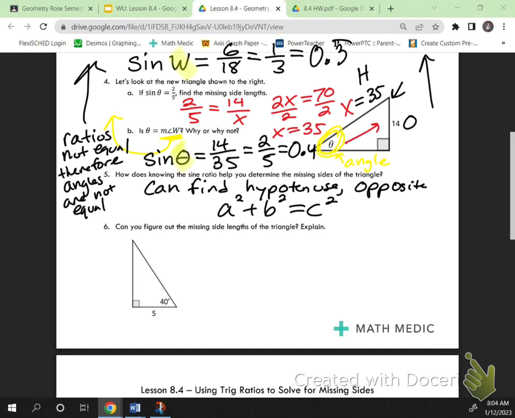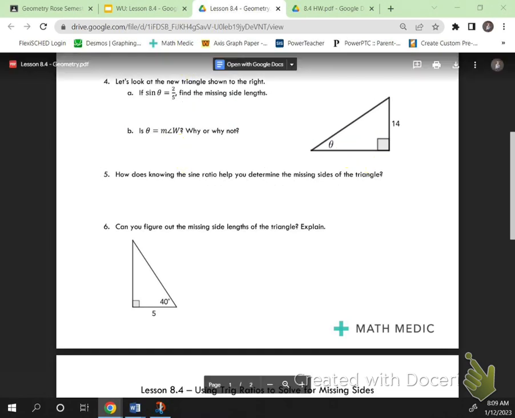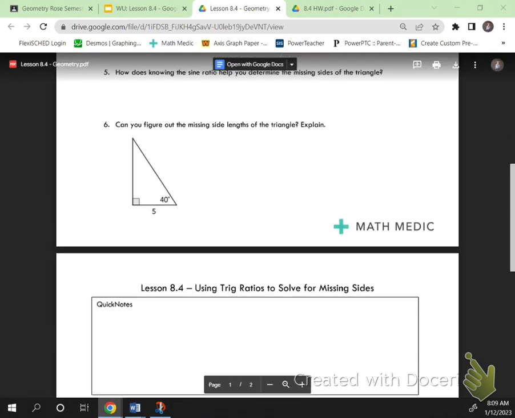Okay, number 6. Can you figure out the missing side lengths of this triangle? What do you guys think? We have a side and an angle. Is that enough information? No. Do we know a similar triangle? So I could set up a cross multiplication problem? No. So I don't have a similar triangle. I don't have enough information right now.